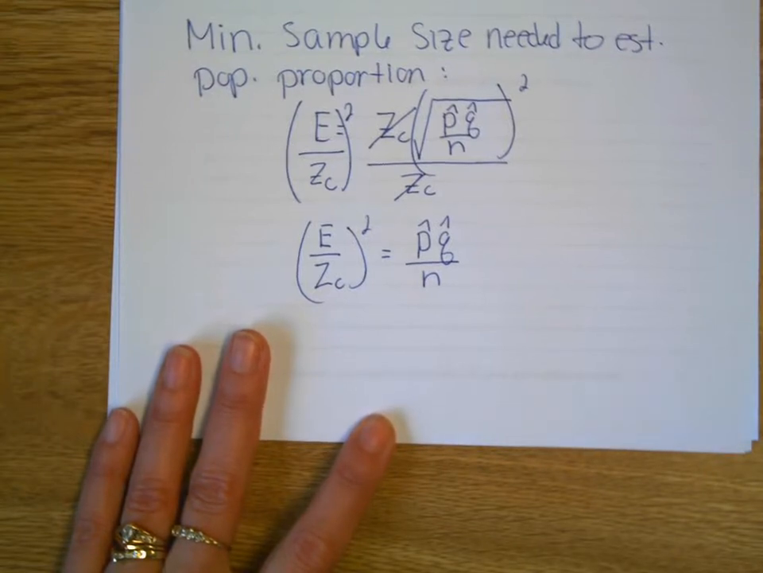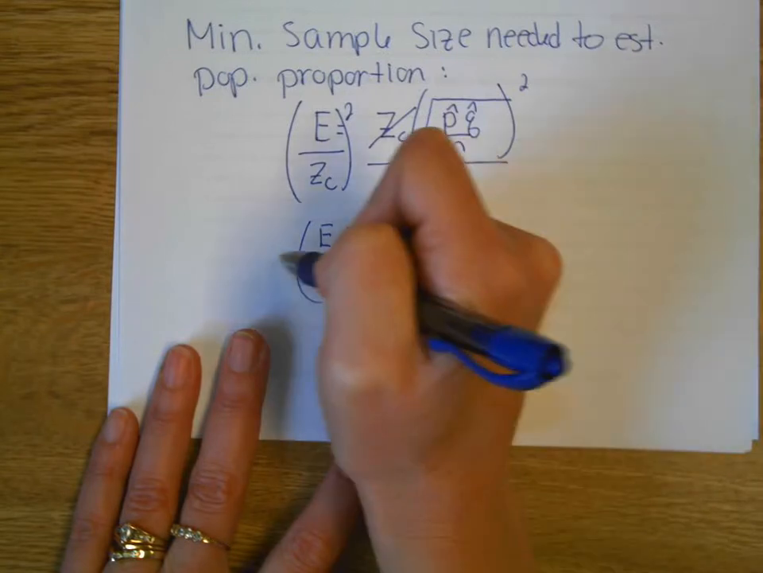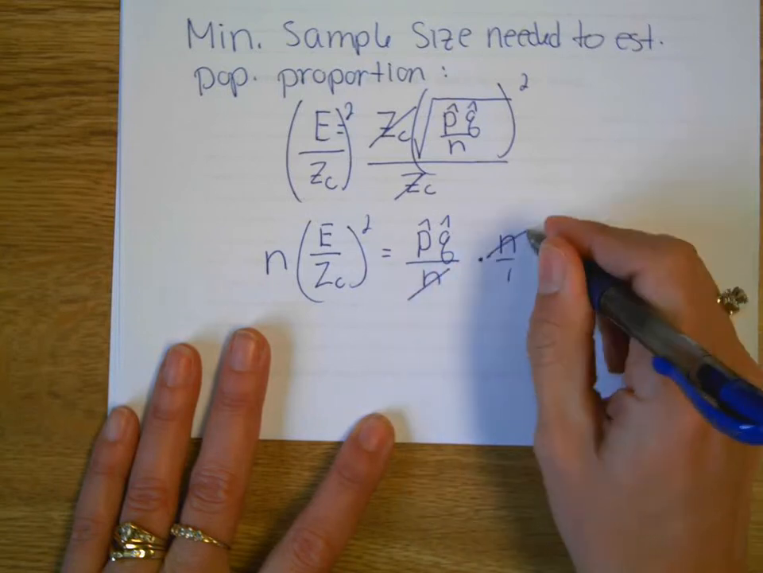We don't want that N in the bottom of the fraction. How are you going to get it out of there? Multiply by N on both sides. So the N's going to cancel.